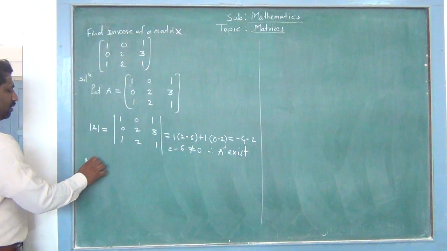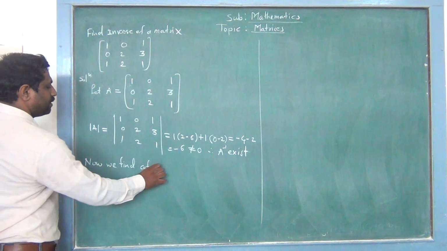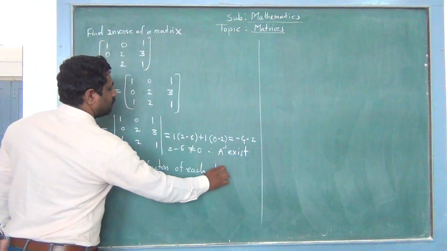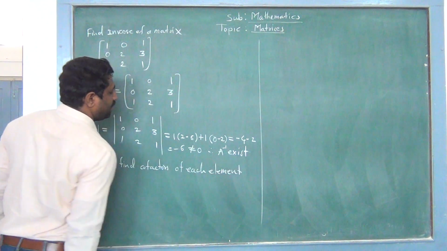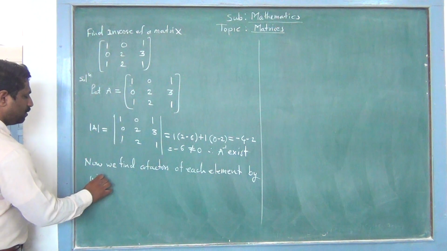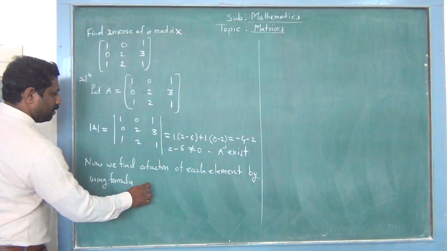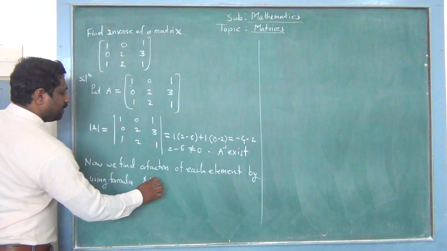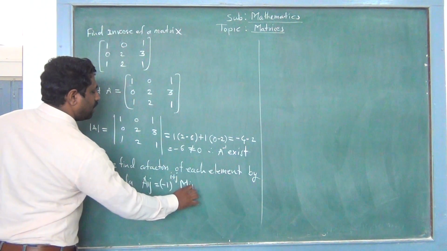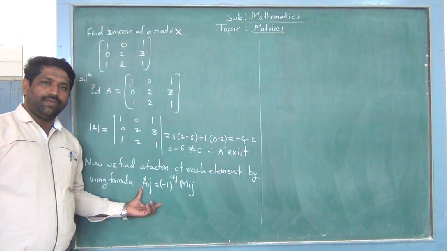Now we find the cofactors of each element by using the formula Aij is equal to (minus 1) raised to i plus j into Mij. Now we use this formula for finding the cofactor of each element.